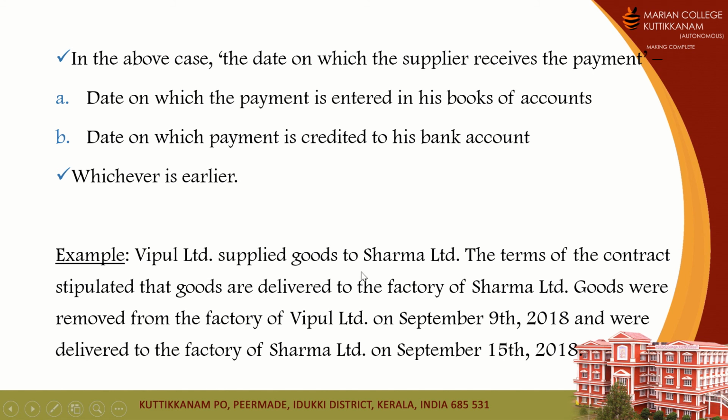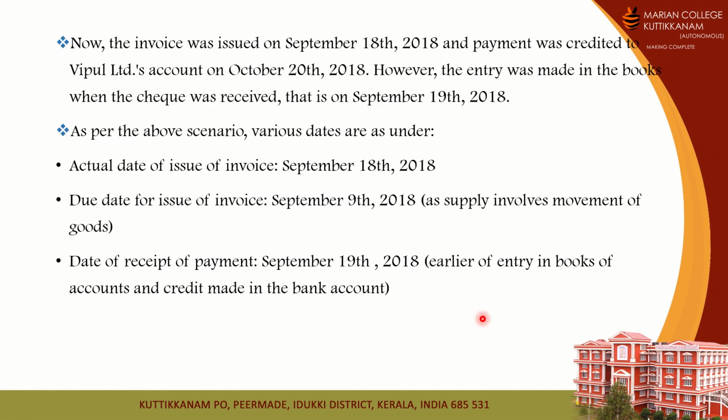Vibhull Limited supplied goods to Sharma Limited. The terms of the contract stipulated that goods are delivered to the factory of Sharma Limited. Goods were removed from the factory of Vibhull Limited on September 9th, 2018. Keep in mind all these dates. They were delivered to the factory of Sharma Limited on September 15th, 2018. So Sharma Limited received the goods on September 15th, 2018. Now the invoice was issued on September 18th, 2018.